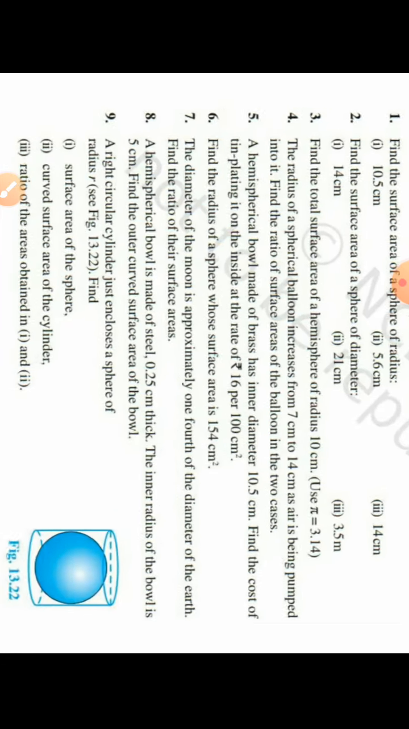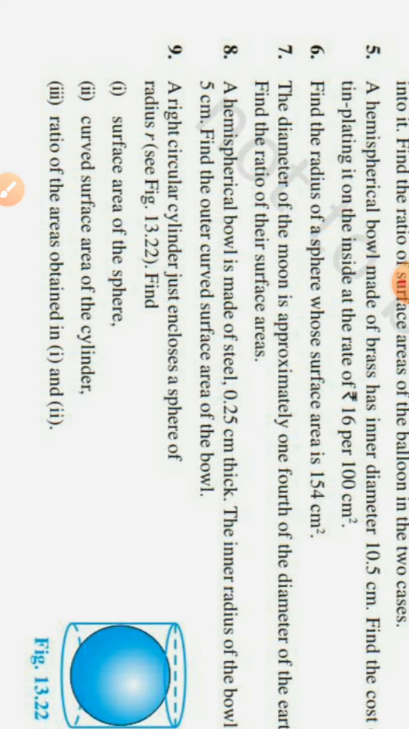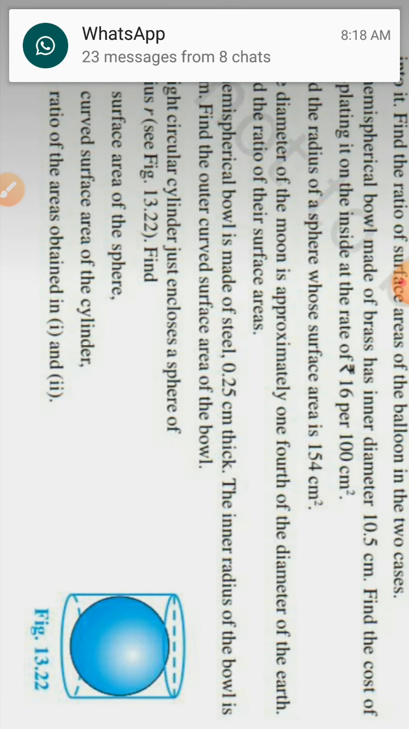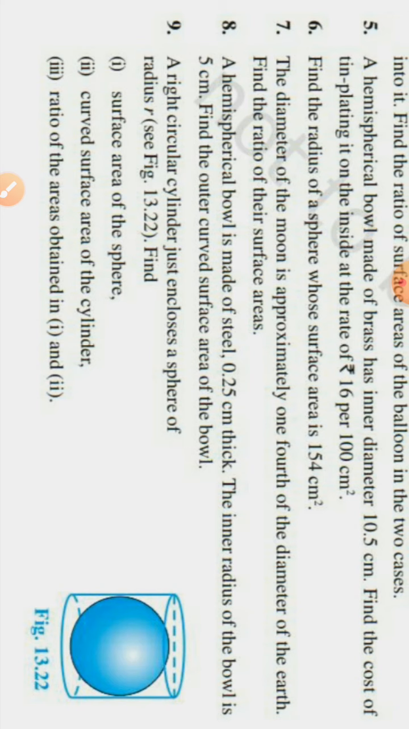Now for number 9. Look first of all at the figure carefully. There is one sphere inside a cylinder. One sphere exactly fits inside the cylinder. So you can know here the radius of sphere is given as R, meaning the value is not given, just given in unknown form only. Look at their statement: a right circular cylinder just encloses, enclose means outer side, a sphere, just enclose means exactly fit, a sphere of radius R.